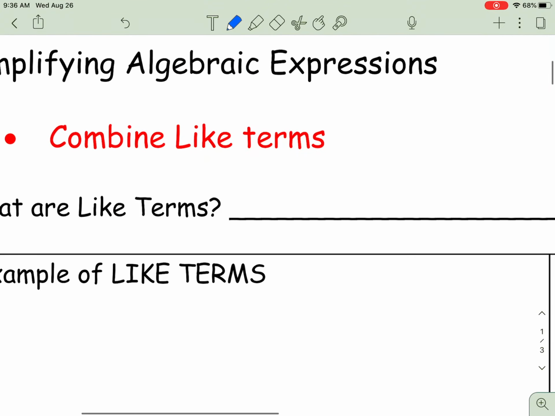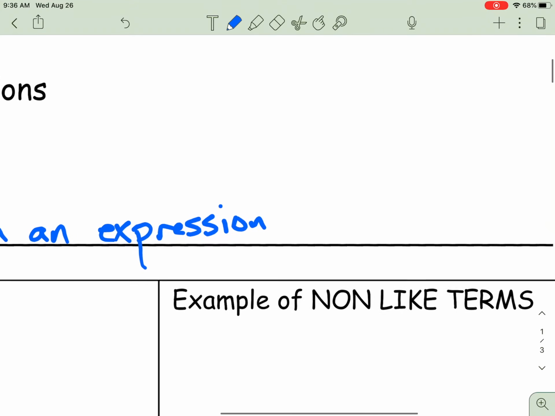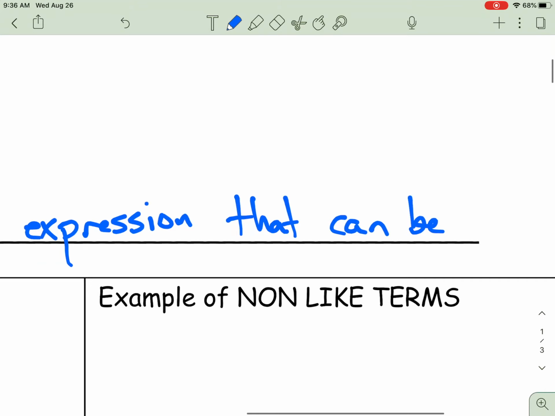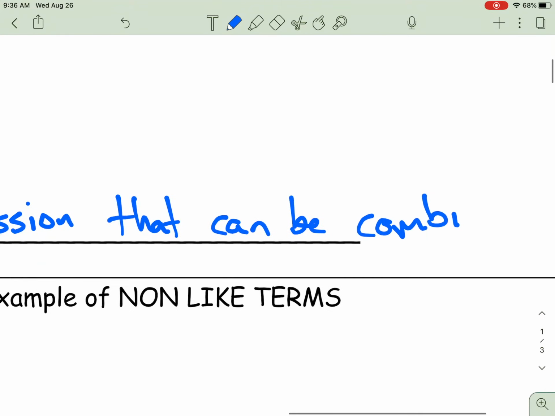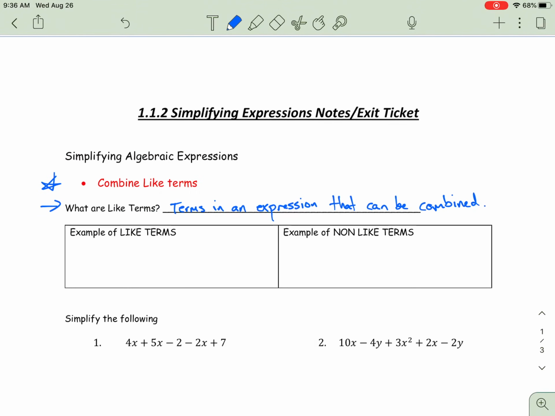If you go to combine like terms, like terms are terms in an expression or equation that can be combined. Now, that definition is kind of weird, right? Because it says combine like terms. What are like terms? And it uses those same exact words in the definition as the actual word. So the easiest way to think about this is looking at examples.